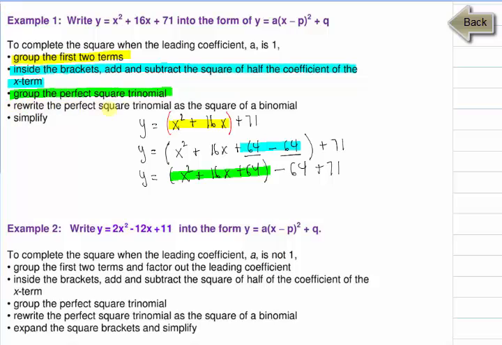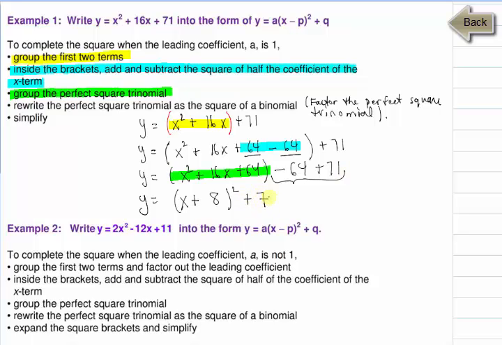Okay, and then we want to rewrite the perfect square trinomial as a square of a binomial. In other words, we want to factor the perfect square trinomial. Set up your brackets with a square on the outside. Square root your first term. Square root of x squared is x. Keep the sign. It's positive. Take the square root of the third term, which is 8. So we have x plus 8 squared. And then while we're doing that, we can simplify negative 64 plus 71, and that would give us positive 7.